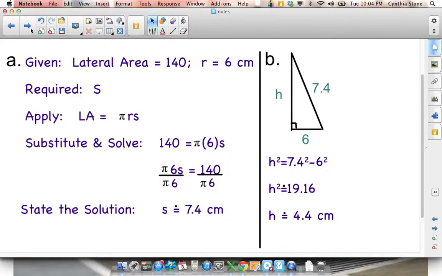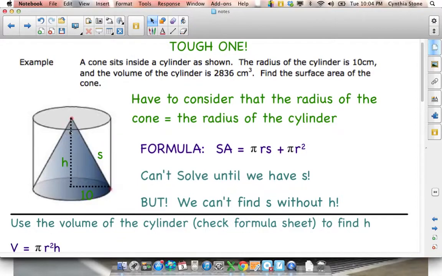Again, you might need more time. You go ahead and pause the tape. I'm going to keep going so we can do the tough one. This one has lots of steps.